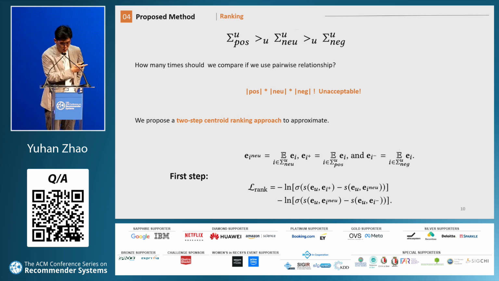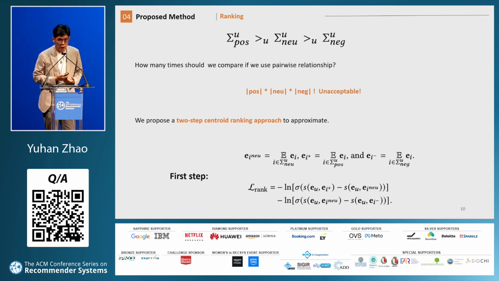We need positive and neutral classes and negative classes, and we need to keep all positive items greater than neutral items, greater than all negative samples. So it is unacceptable in the real world because the neutral and negative classes have so many items. So to approximate this triple-wise relationship, we propose a two-step centroid ranking approach.